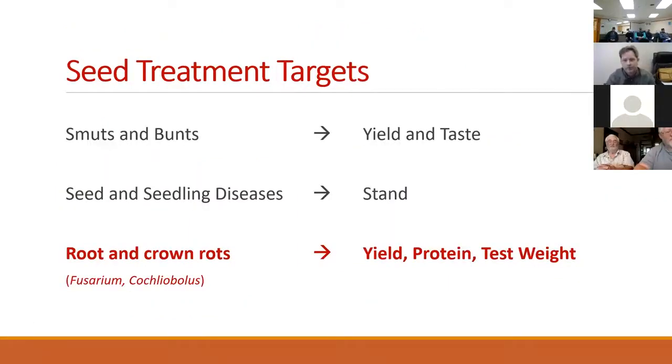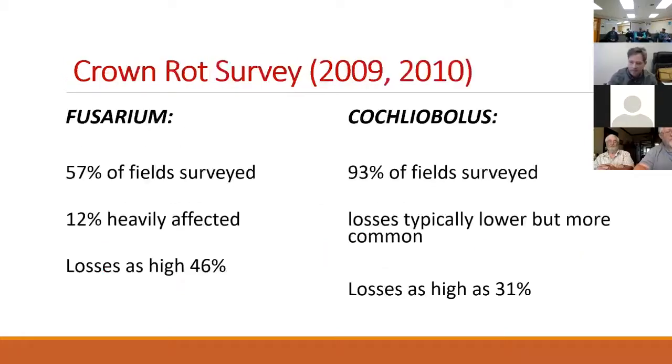Okay, the last group of targets for seed treatments are the root and crown rots. The primary organisms involved are Fusarium and Cochleobolus, and I had a graduate student in 2009, 2010 who pestered you guys and in 10 other counties to do a survey on these pathogens. What we found is that they're both pretty common, but Cochleobolus is more common. But Fusarium, when you have Fusarium, is more severe.